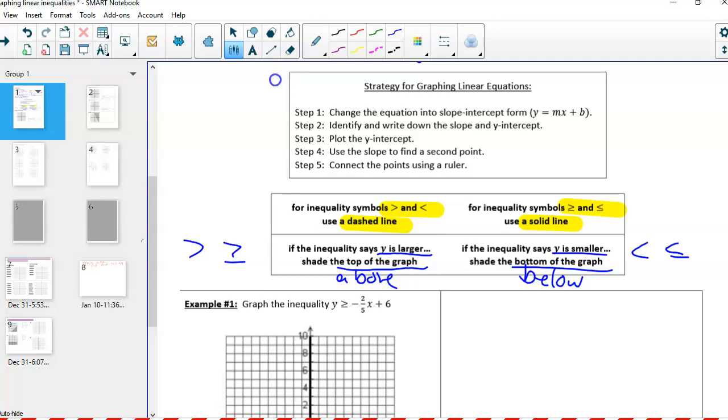Will this be in geometry? Inequalities in different ways, not graphing.